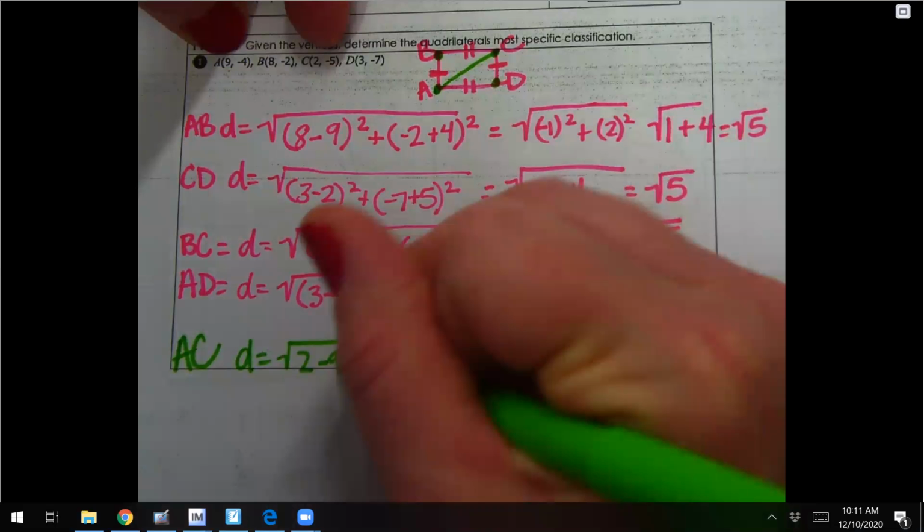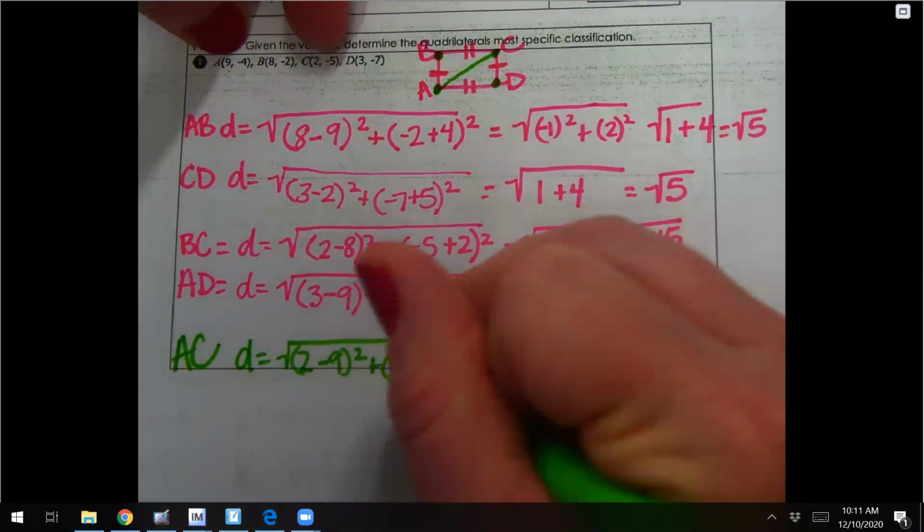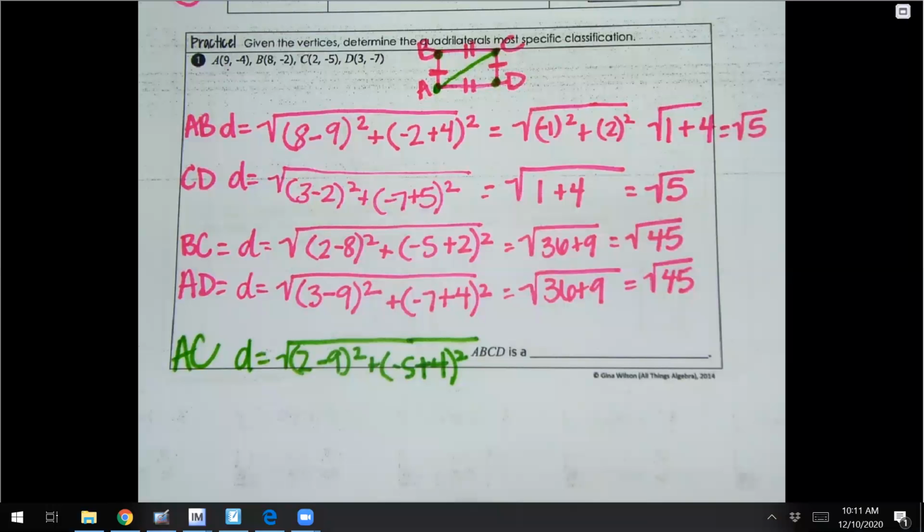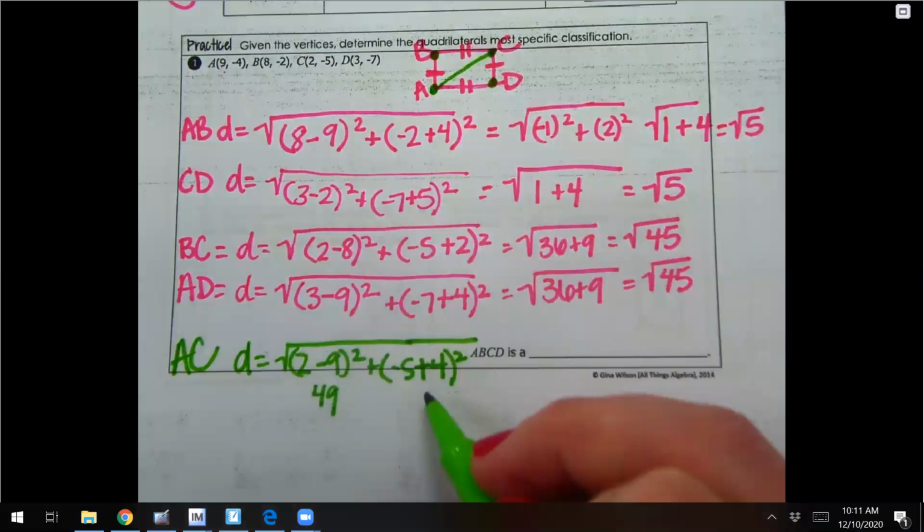So that is, what's that? Negative 7 squared, which is 49. This is going to be negative 1 squared, which is 1. So together, that gives me 50. Square root of 50. The AC, that's the diagonal. AC is the square root of 50.